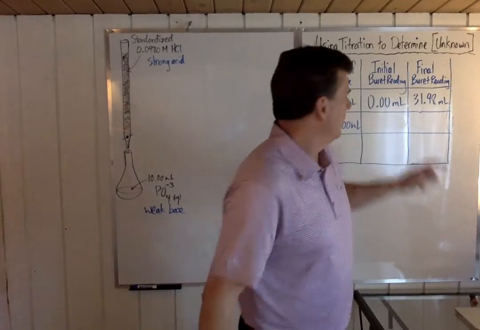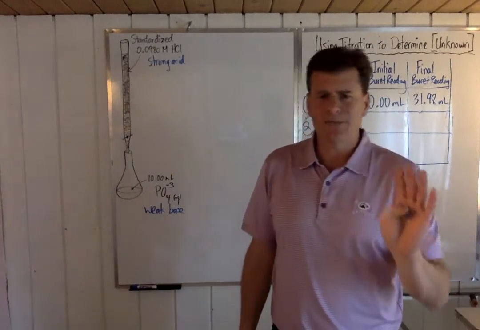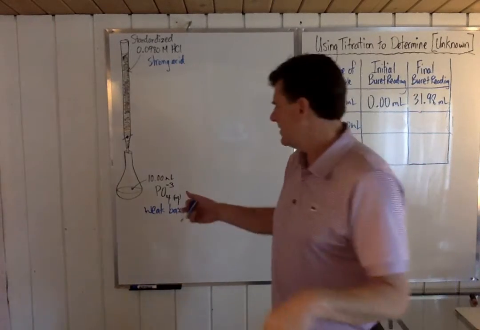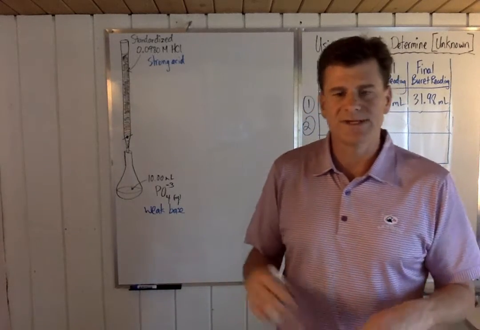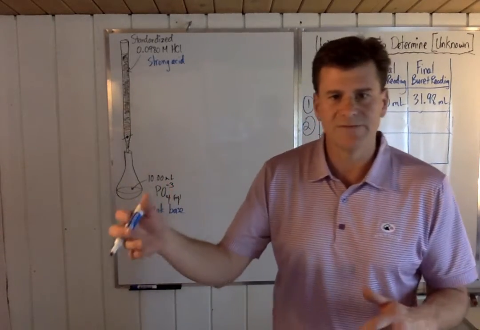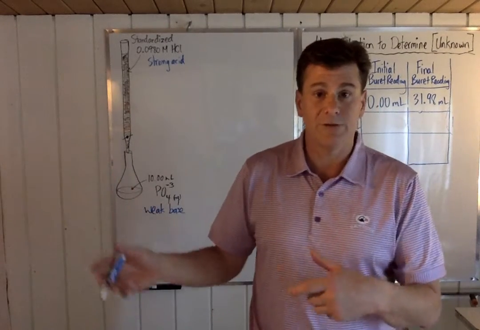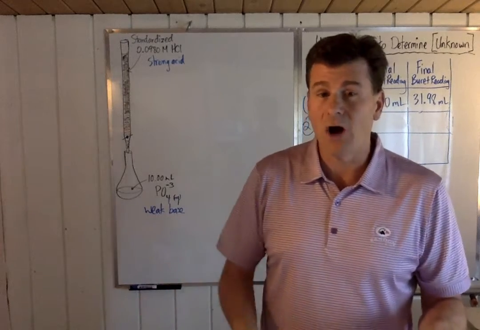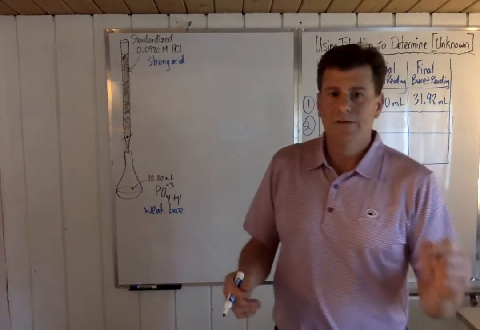So they'll do their first trial, they'll go to 31.98. And they don't stop to think before they go on to the second trial. And they get their Erlenmeyer clean, and they rinse it out with distilled water. They pipette in another 10 mils of PO4 negative 3, they put in their indicator, and they're ready to go. And they just start from where they left off. So 31.98.